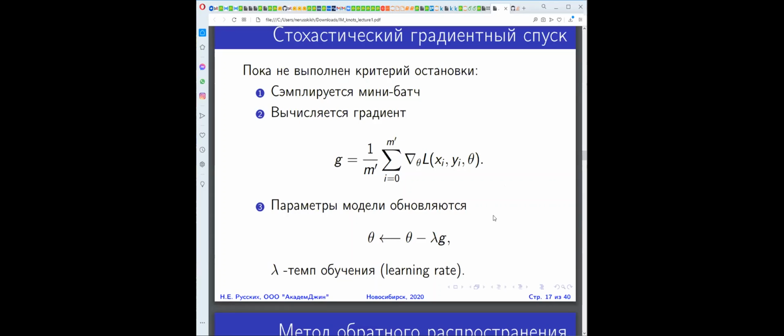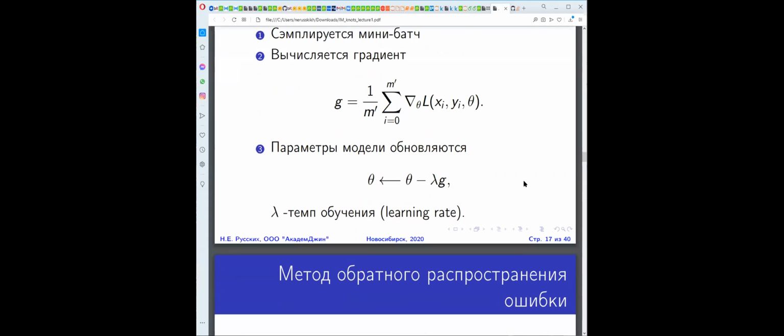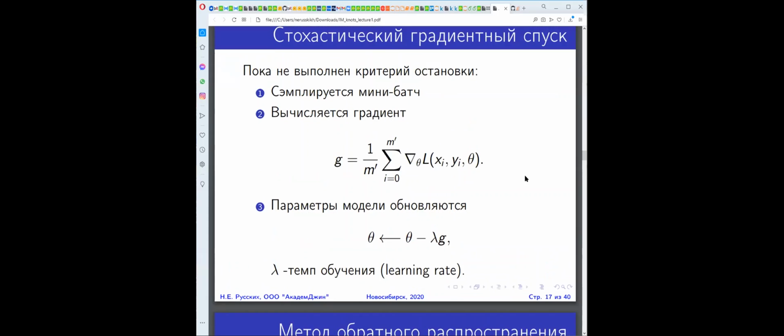There is a hyperparameter called learning rate, which controls how much we update our parameters based on a mini batch, and it's really important. There is a whole set of tools on how to deal with that learning rate, but still the algorithm is pretty simple.